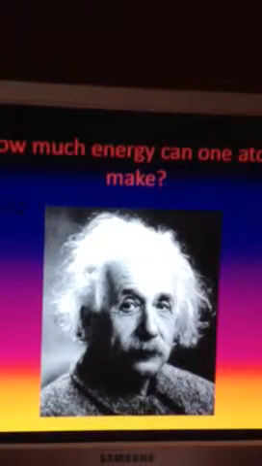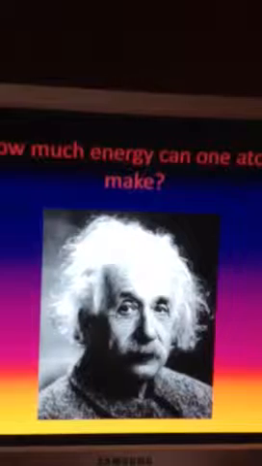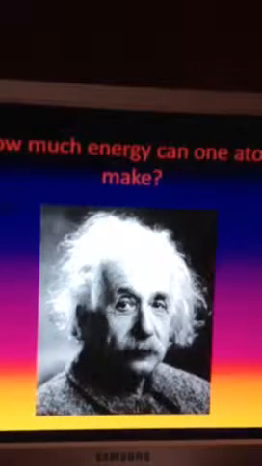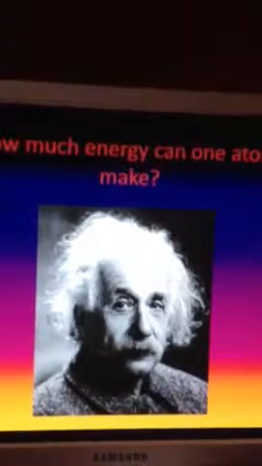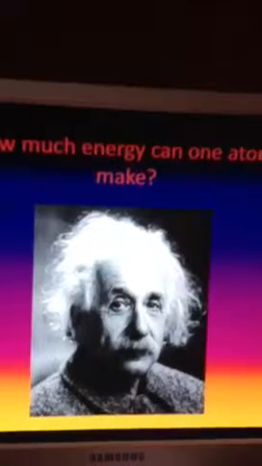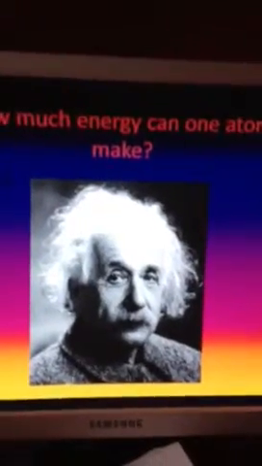Now that doesn't sound like a lot, but remember the fact that there are billions and billions of atoms in every single speck of matter. So it should technically be possible to make lots of energy from not very much at all. That's the basic idea of nuclear power.